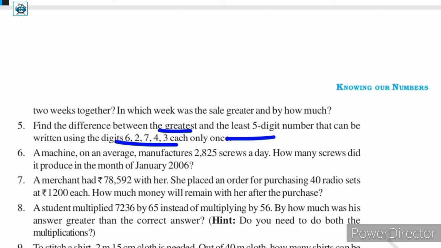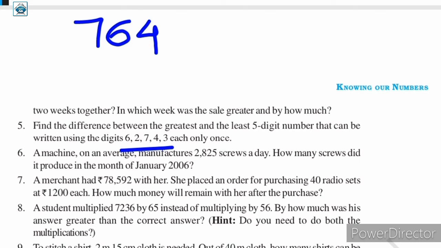So for finding the greatest 5-digit number using these digits, consider the largest digit among this, which is 7. So first we will write 7. The second largest digit is 6. After that we have 4, then 3 and 2. So here we have arranged these different digits in descending order. Descending order में arrange करने के बाद हमें greatest 5-digit number मिल गया that can be written using these 5 digits. Next, you need to find the least 5-digit number.